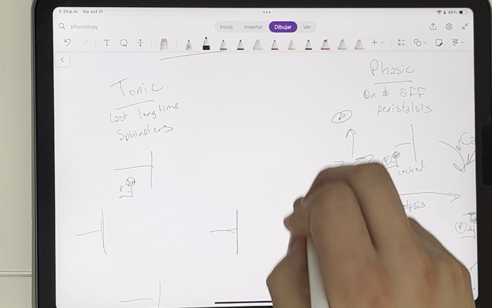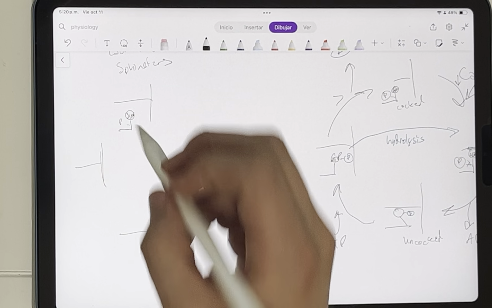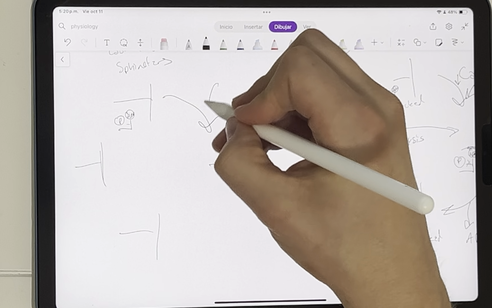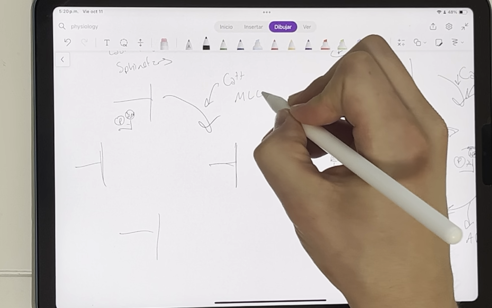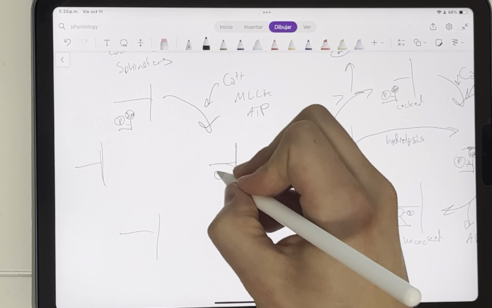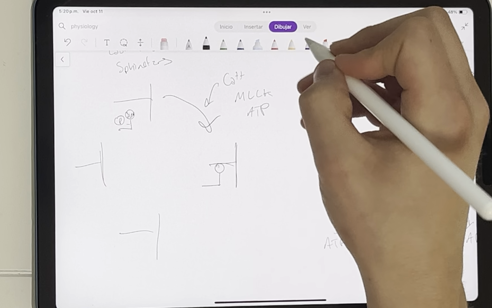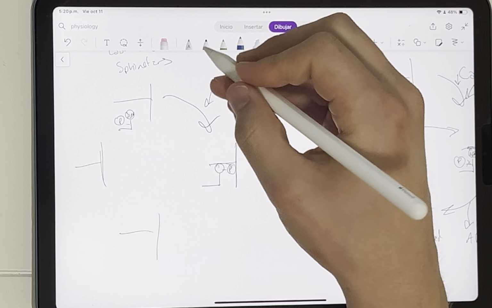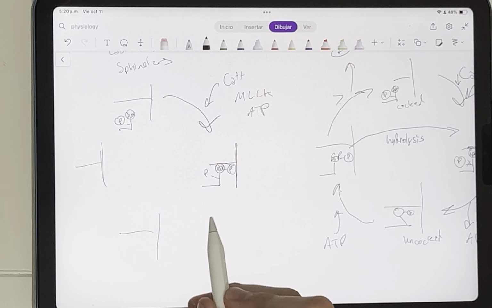And so what's going to happen is, just like with the phasic, calcium is going to come in, our MLCK is going to come in, and our ATP is going to come in, and it's going to do the exact same thing. It's going to bind this head here. We'll get our little phosphate here. We'll get our ADP. We'll have our phosphate.